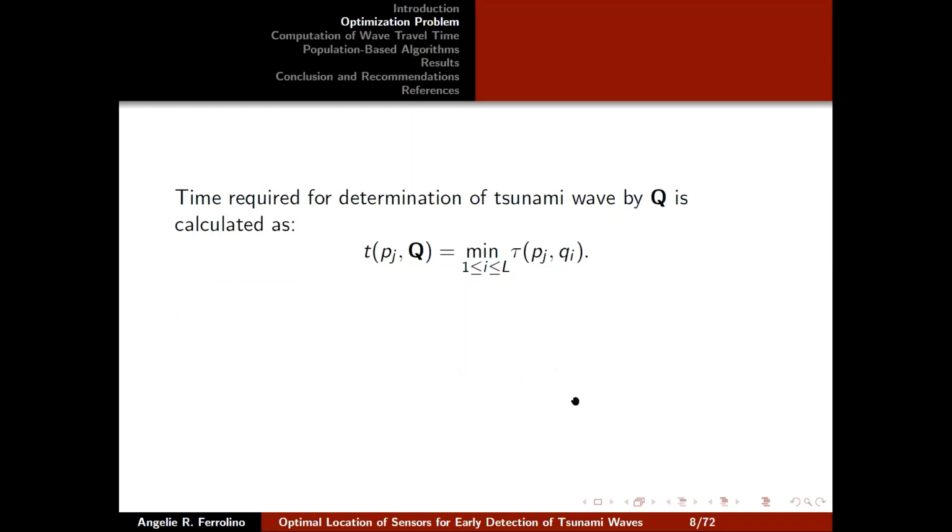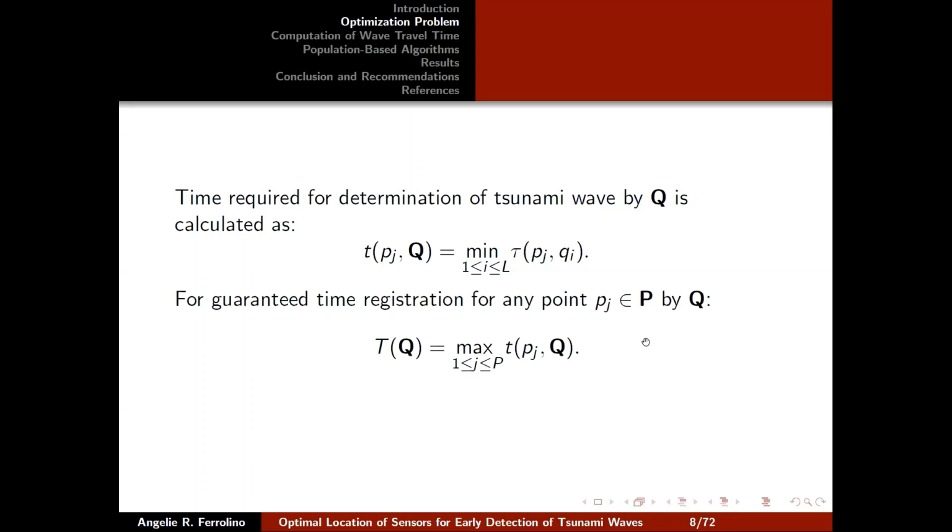Now, since we may be dealing with multiple sensors, the time required for determination of a tsunami wave by Q is calculated as this equation, wherein we take the minimum of tau over all sensors. So we do this because the determination of a tsunami does not require determination by all sensors. One is already enough. And since we want early tsunami warnings, we take the minimum. Now, for guaranteed time registration for any point PJ in P by Q, we calculate this equation wherein we take the maximum of small t over all the source points. So basically, we do this to accommodate all the source points wherever they may be.